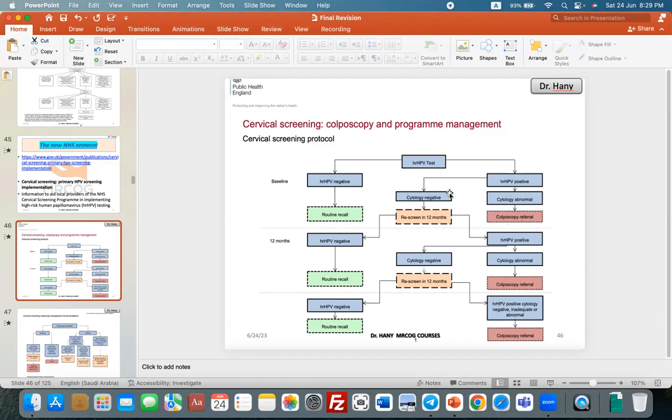If it is negative, repeat what? After a year, repeat what? The human papillomavirus. If it is positive, cytology. Abnormal, colposcopy. Normal, repeat after a year. If it is persistent for 2 years, means the woman cannot clear the human papillomavirus for 2 years. This will put her at a higher risk of having VIN or CIN, so colposcopy referral regardless of the cytology.